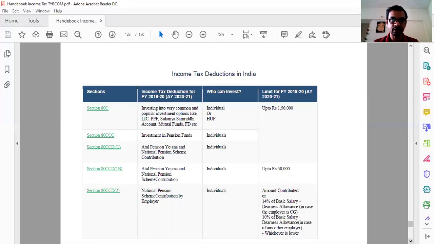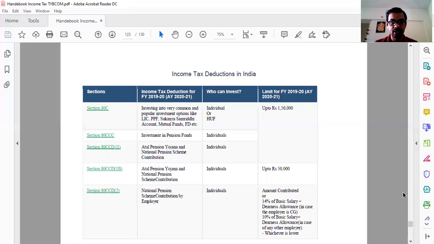The next section is section 80CCC. Investment in pension funds is deductible here, and an individual can invest in this. Then section 80CCD(1): Atal Pension Yojana and National Pension Scheme contribution amount is deductible here, and it is also invested by the individual. Whatever amount is there, that whole amount is available as deduction. Then section 80CCD(1B): Atal Pension Yojana and National Pension Scheme contribution. Up to rupees 50,000 is deductible here.